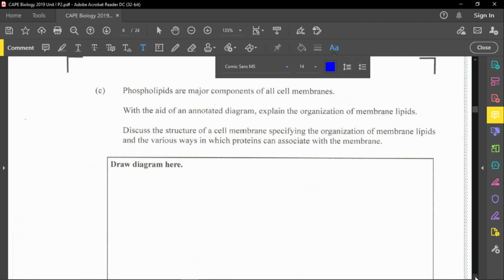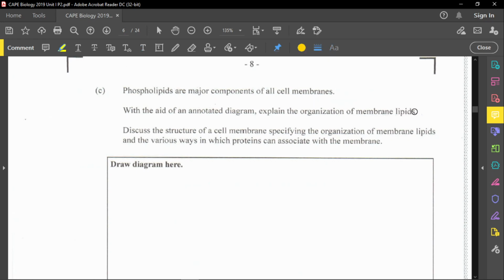When we talk about membrane lipids, what we actually talk about here is phospholipids, just to bear that in your mind. We also want to discuss the structure of the cell membrane. I want to specify the organization of the membrane lipids, so how the membrane lipids are organized. And then the last thing we're going to talk about is the different ways in which proteins associate with the membrane. So these are the things that we have to focus on.